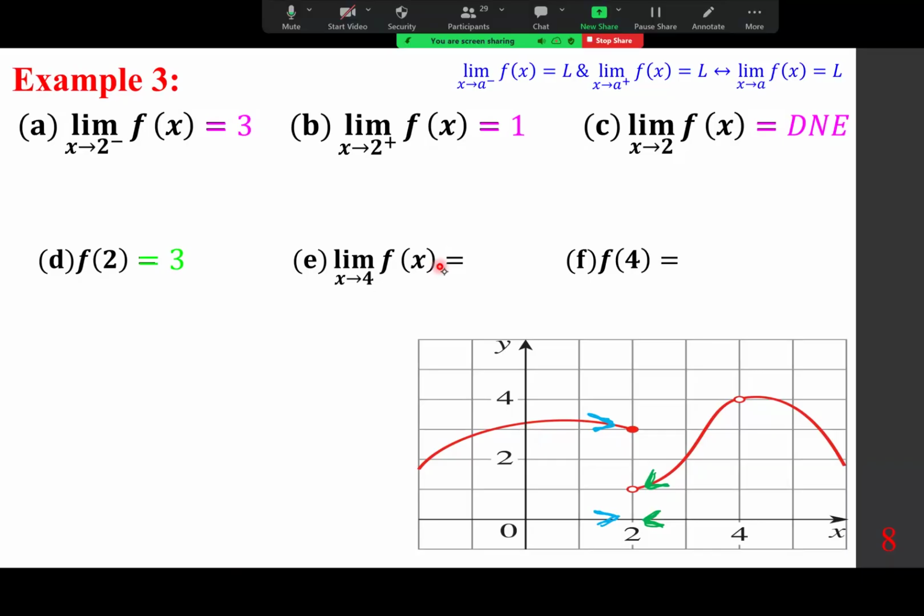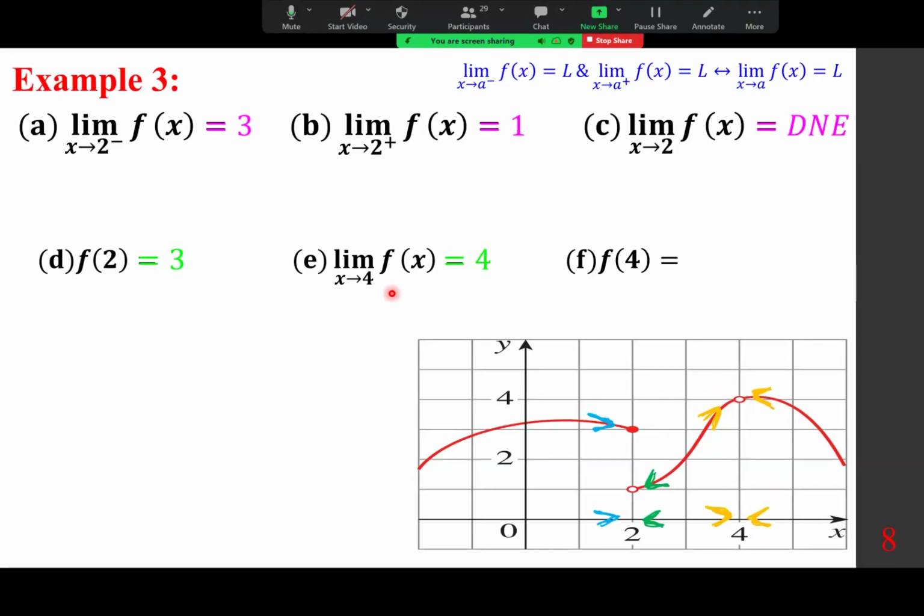The limit of f of x as x approaches 4. So as we approach 4 from the left, as well as the right, in both cases, we are moving towards this point from the left or from the right. Both of them give us this point. We never get there, but the y-coordinate of that is 4, and so the answer is 4. The limit of f of x as x approaches 4.